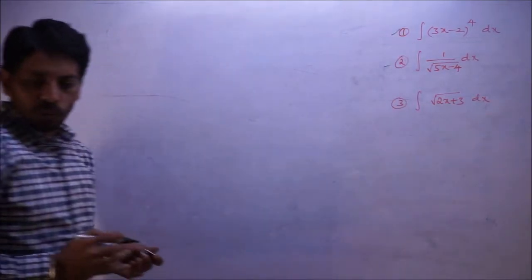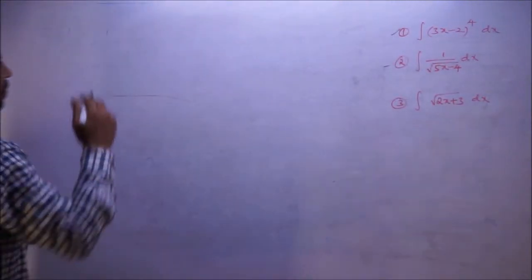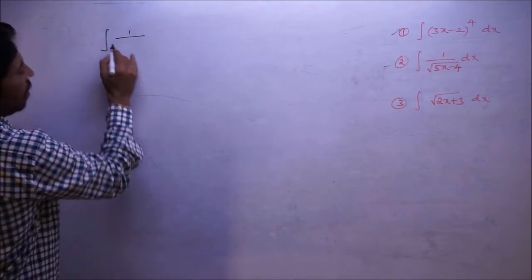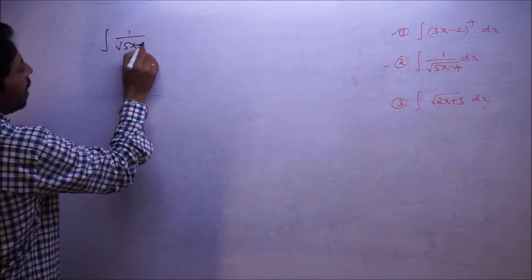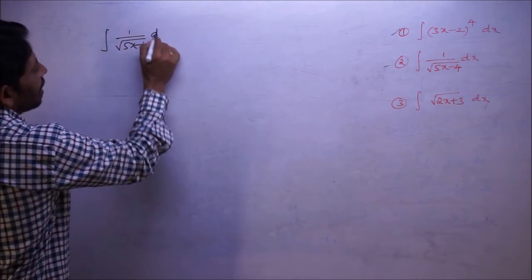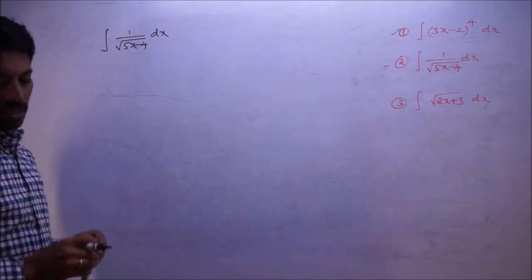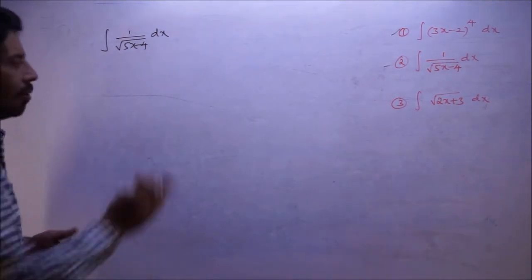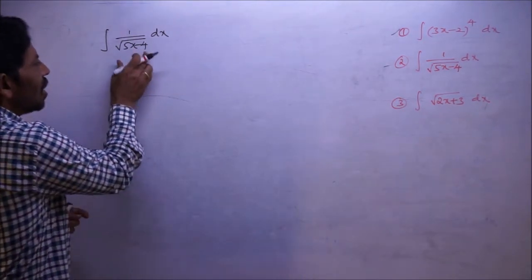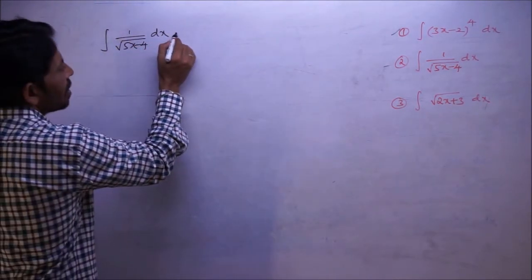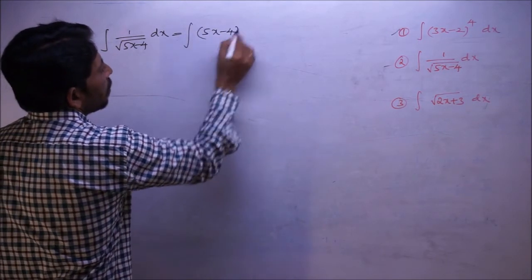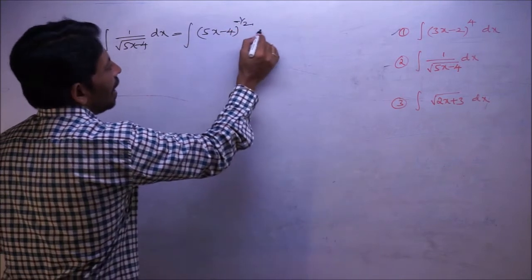Now coming to the second one. What is the second one? The second one is integral of 1 by root of (5x minus 4) dx. Let us solve this one with the previous technique, and how to solve this directly we will discuss. We will write this as integral of (5x minus 4) whole to the power of minus half dx.